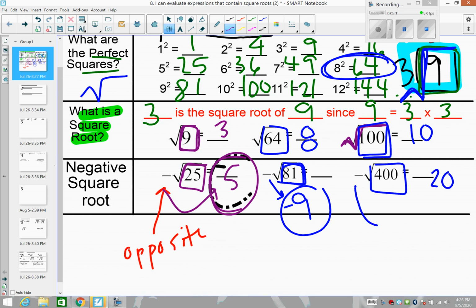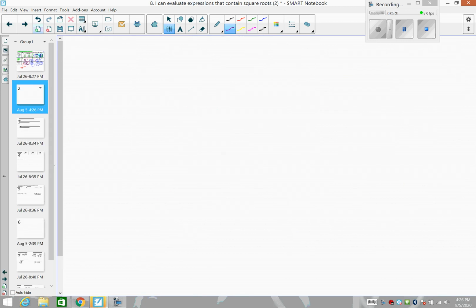What this symbol means is that we're going to take the opposite of that. So the square root of negative 400 should be negative 20. Okay, so that's what a square root is. So let's have you try a few of these on your own.